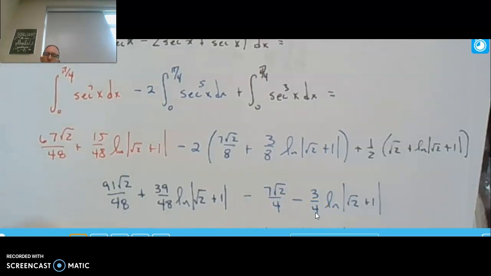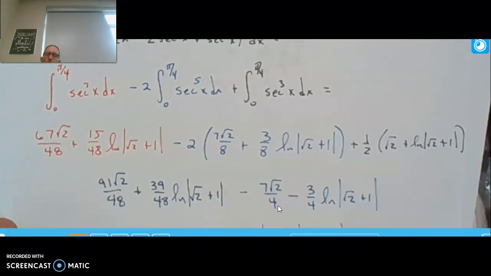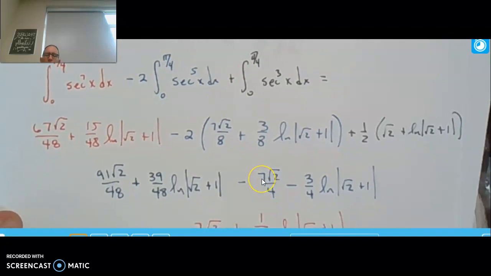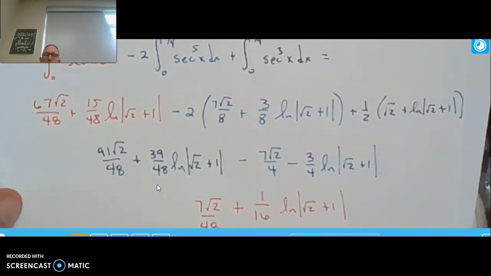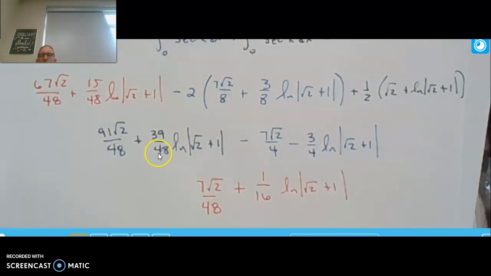And then we combine our like terms. 91 times the square root of 2 over 48 minus 7 times the square root of 2 over 4. Common denominator of 48, so this will be 84 subtracted from 91 will produce 7 times the square root of 2 over 48. And likewise, 39 over 48 times the natural log of this chunk minus 36 over 48 times the natural log of this chunk will leave us with 3 over 48 times the natural log of the square root of 2 plus 1. And 3 over 48 will reduce to 1/16. And that should give us the value of that definite integral.